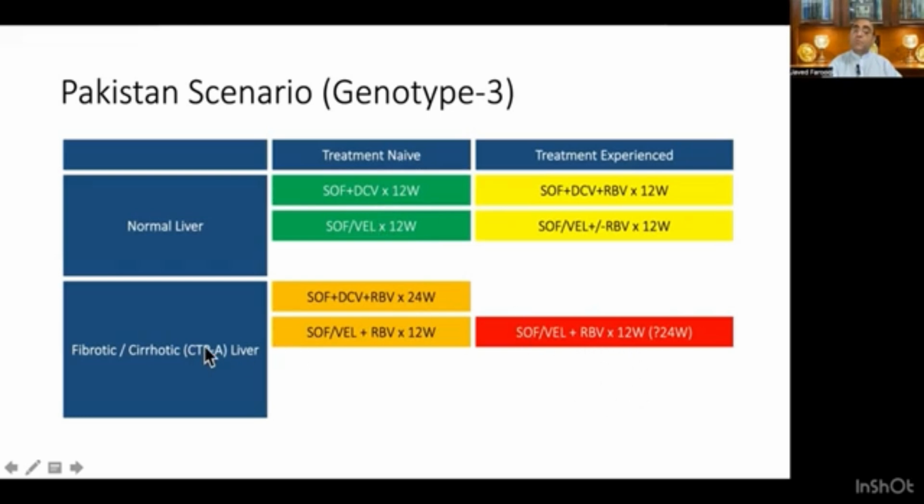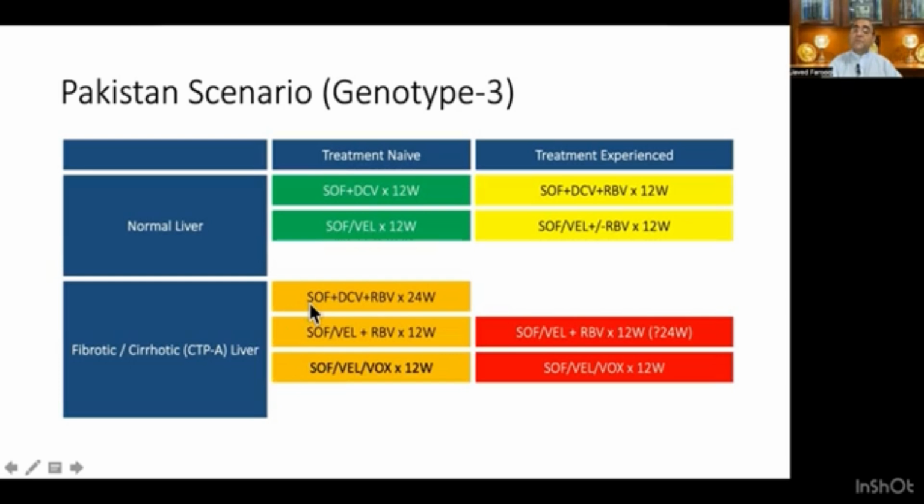Now, if sofosbuvir-velpatasvir and ribavirin is not an option and you want to use sofosbuvir-velpatasvir-voxilaprevir, but it's not indicated in the normal liver.